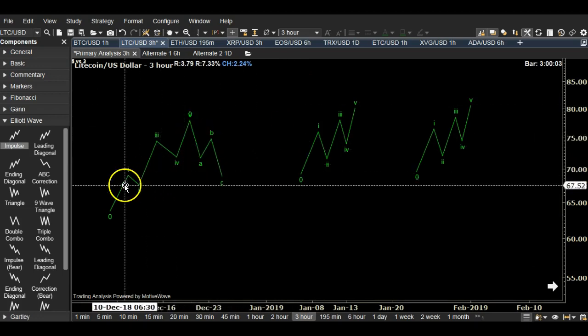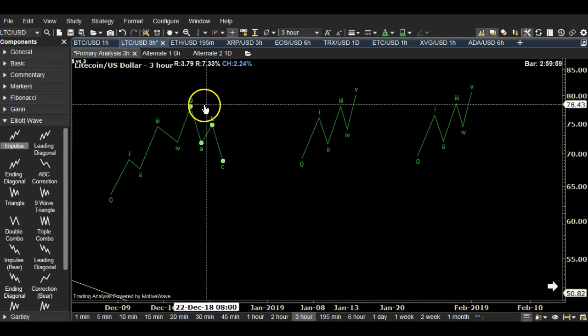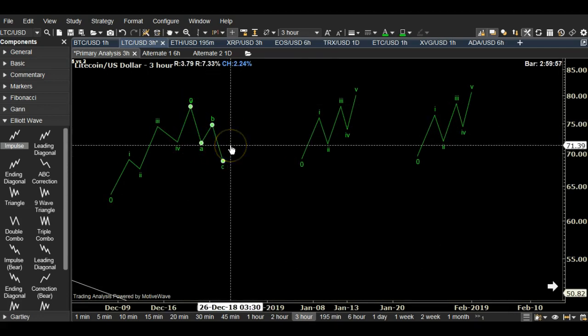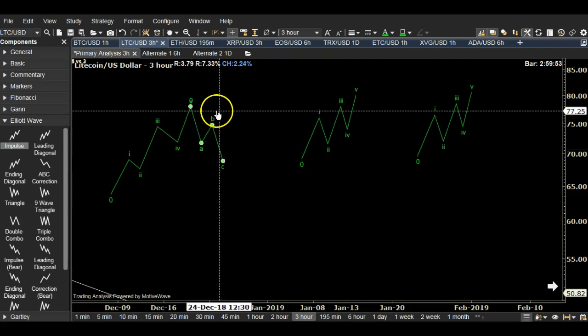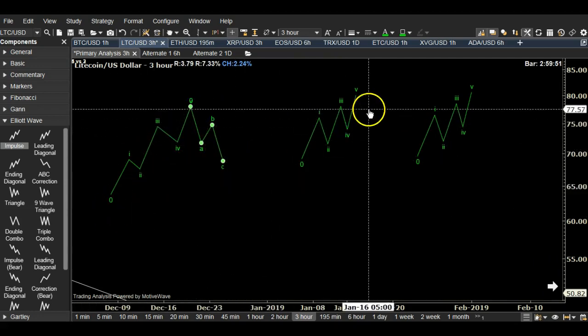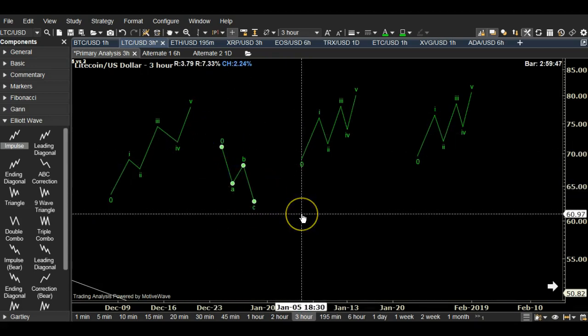So you have an impulse and a correction. Okay, now these corrections, this is where the problem starts, because this can take many shapes and forms. The impulse waves are pretty easy, but the corrections, the ABC corrections, are complicated and they take a lot of different forms.